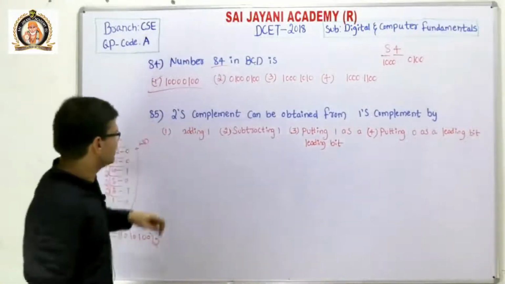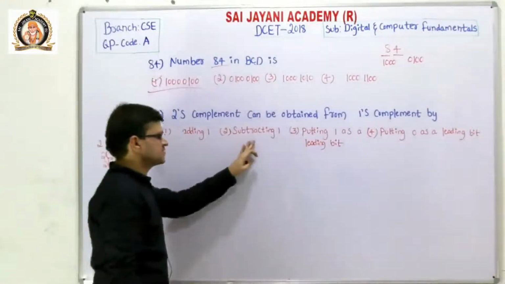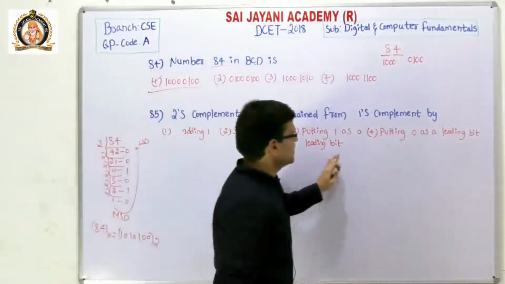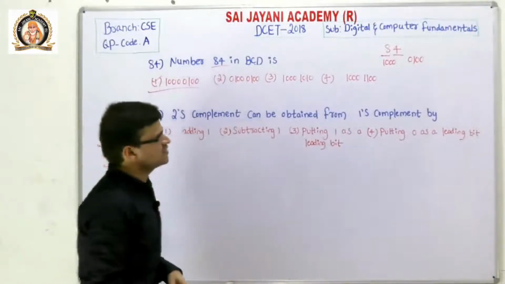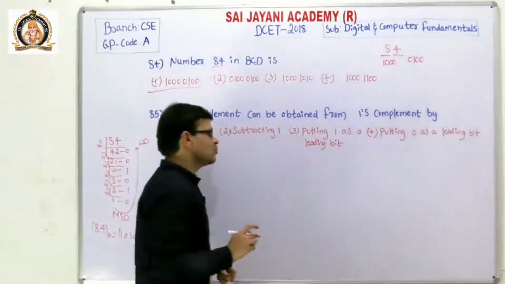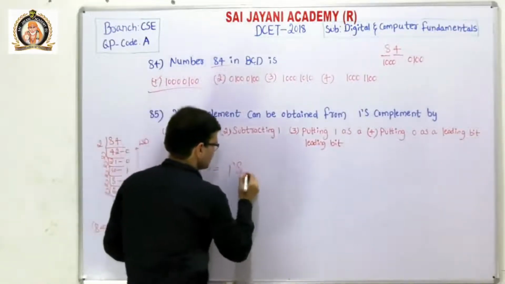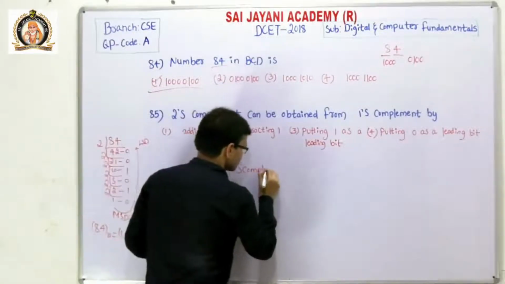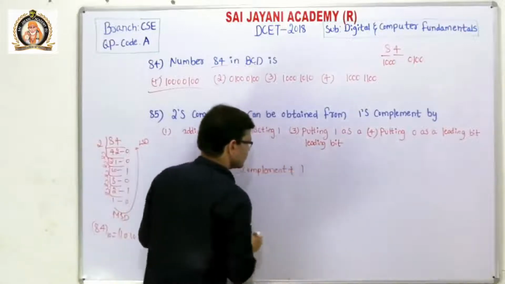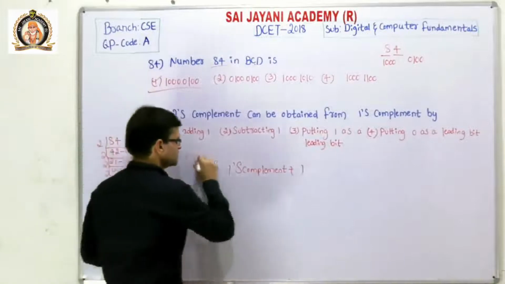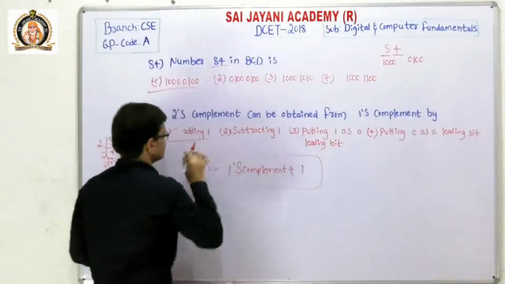Similarly for question number 85, the 2's complement can be obtained from the 1's complement by adding 1, subtracting 1, putting 1 as a leading bit, or putting 0 as the leading bit. 2's complement can be obtained from 1's complement by adding 1. Okay, 2's complement is always obtained by adding 1 to the 1's complement, so that it becomes the 2's complement. So for question number 85, the first option is the right option, that is adding 1.